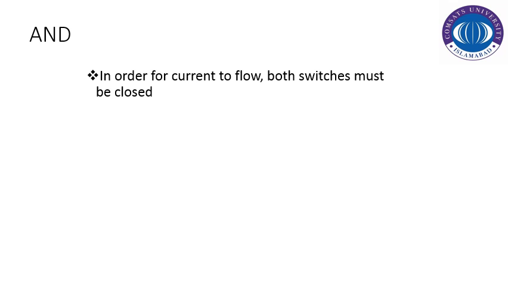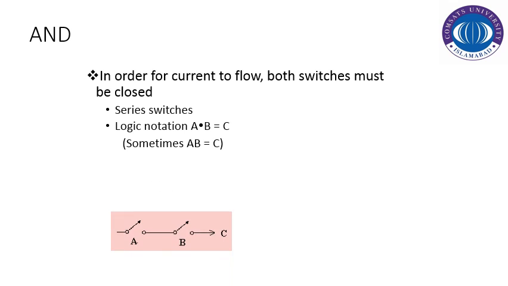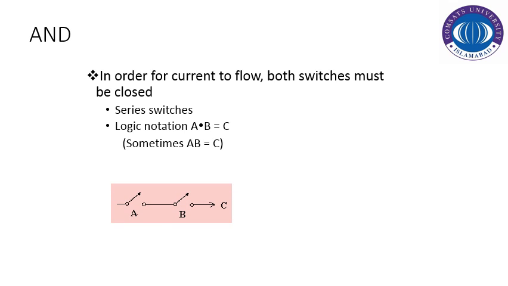So as far as the analogy of the AND operation with respect to switches is concerned, we can assume that AND can be replaced by two switches connected in series. If both the switches are closed, then the circuit is complete and the current is flowing. And if any of the switches is open, then the current is not flowing. For example, these are the series switches, and here you can see that if either of the two switches A and B is open, C is 0 basically.